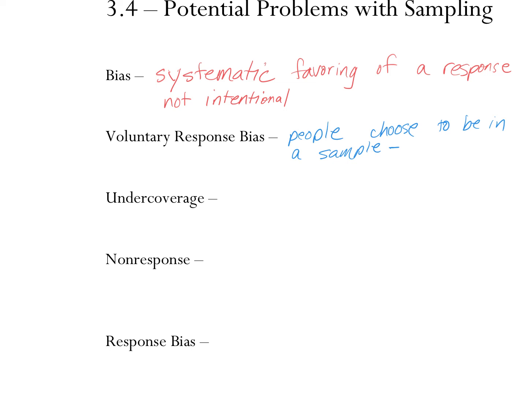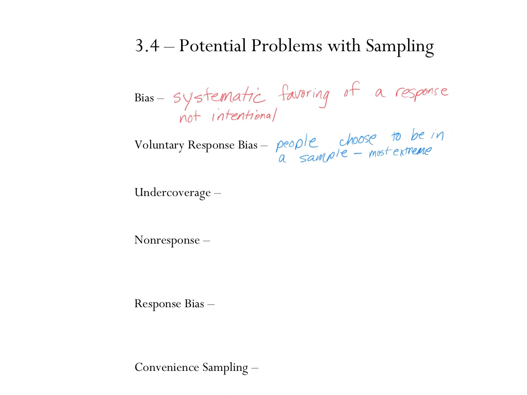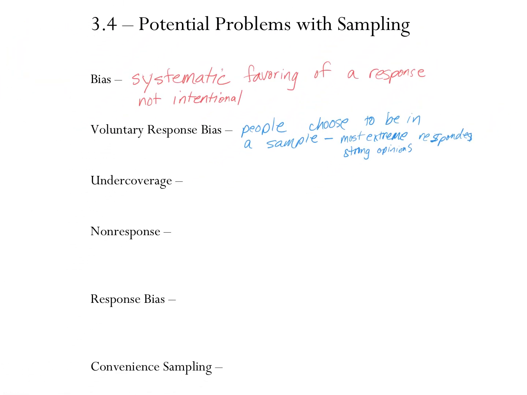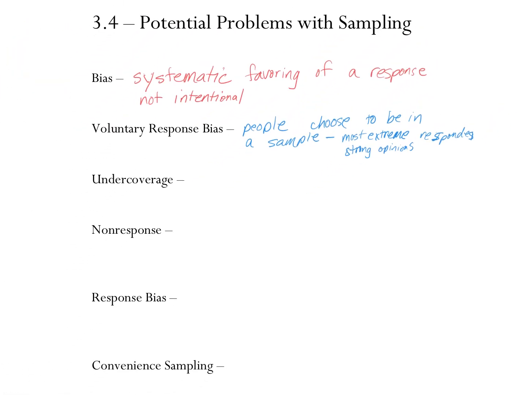Okay? So here's the deal. If people are happy with the status quo, they're not going to respond to a voluntary response bias. It's usually the most extreme responders, if that makes sense. And sometimes we talk about, it really is people with strong opinions. And so it makes the responses look way more polarized than what's actually true. Do you guys see what I'm saying here? Okay, that's voluntary response. Cool?